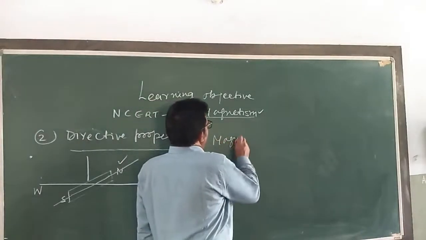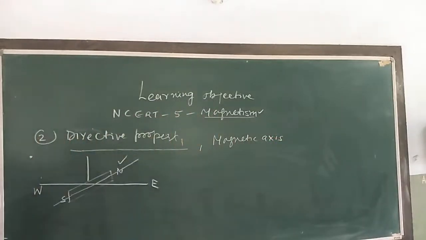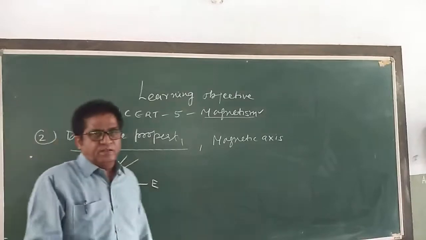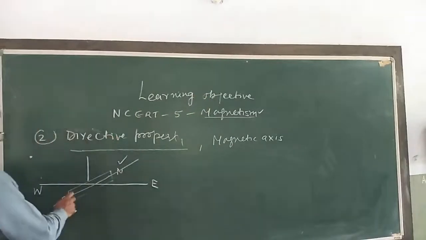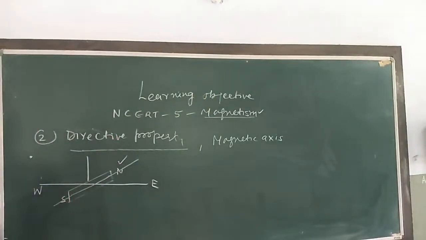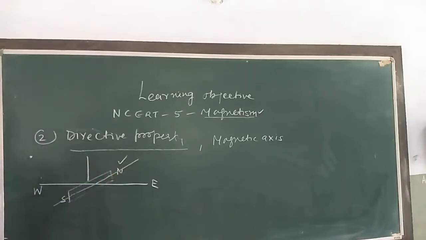Then what do you mean by magnetic axis? Dear children, the line joining the two poles of a magnet is called the magnetic axis, as you can see here. And the vertical plane passing through the axis of a freely suspended magnet, that is this plane here, is called the magnetic meridian. And the length from here to here is called the magnetic length.